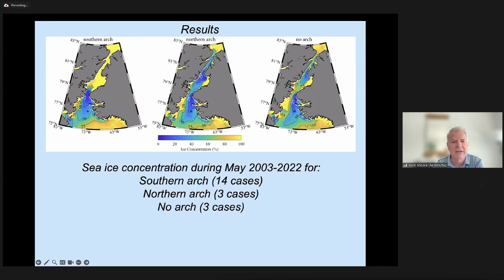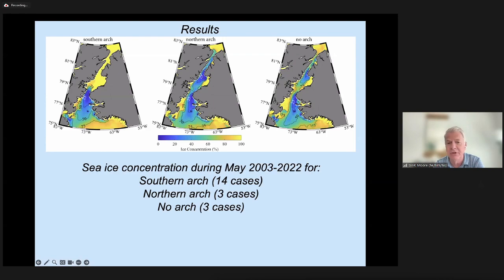First, looking at the southern arch case, you can see that when you have a southern arch present, one has 100% ice cover through essentially Kennedy Channel and into Kane Basin. And then south of the arch, which usually forms somewhere in the vicinity of Smith Sound, one has open water, or at least reduced ice cover, 25%, 50%, and 75% down here.